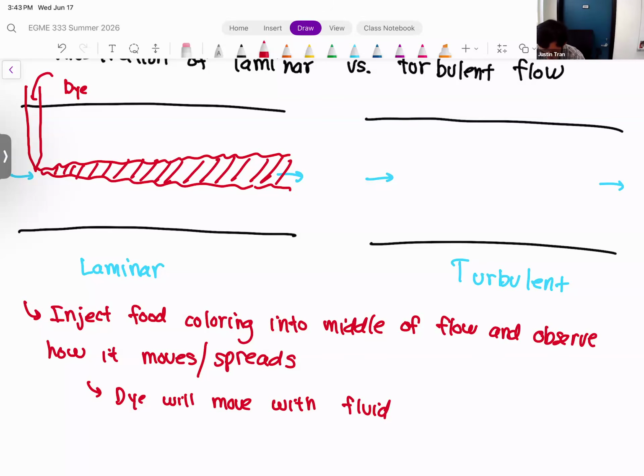But for the turbulent case, right? So let's say that we have our dye here, our needle, right? We inject the dye in. What Osborne Reynolds saw was that the dye spread out a lot more.